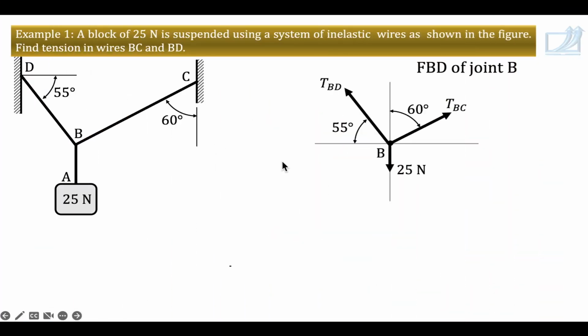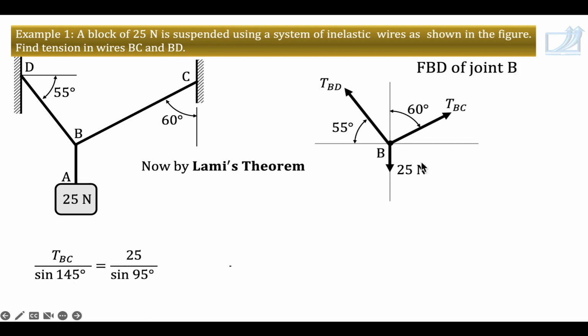So let's come to our problem. Here is a system in equilibrium. We are using Lami's theorem. So by Lami's theorem, TBC, that is this force, divided by sin of the opposite angle between the other two forces. So it is 90 plus 55, that is 145, is equal to 25. Don't use a negative sign, we are not adding forces. I have seen many students getting confused because of the downward direction of this force.